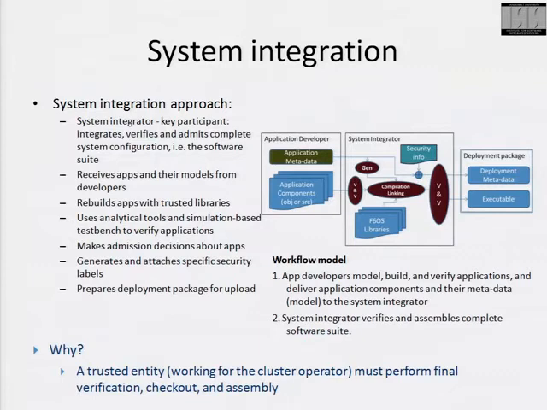System integration is also facilitated through the modeling environment. The system integrator receives applications and models from the developers and then rebuilds the applications with trusted libraries. So that's over here. The application developer gives them the components that they develop in their favorite IDE, these are C++ components. They give the metadata in the form of the models, and then the system integrator uses those to rebuild the applications and the software bundle for the platform.